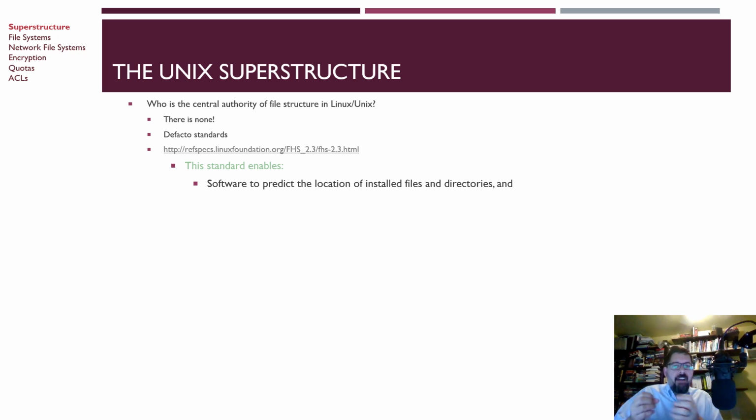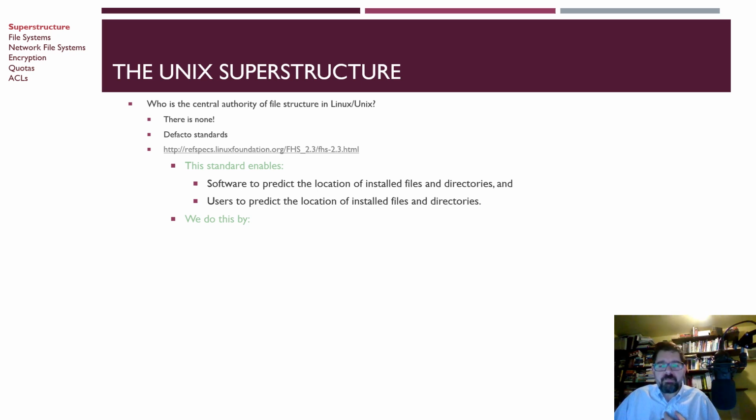So by having a standard, I can always predict that my log files will be in var, my binaries will be in bin, the essential binaries in sbin, and so forth, right? I kind of know my config files should go to etc and so forth. Users can also predict the location of files and directories because of that standard, right? I know as a system administrator that if I'm looking for files related to doing configurations, I can go into etc, right? And I'm typically going to find what I need in etc. Not always, but typically, right? Again, it's kind of a de facto standard, right?